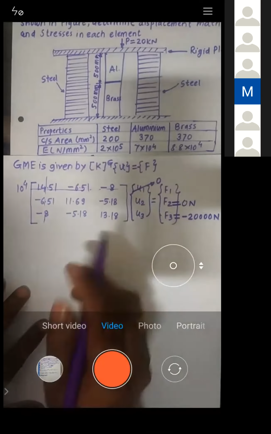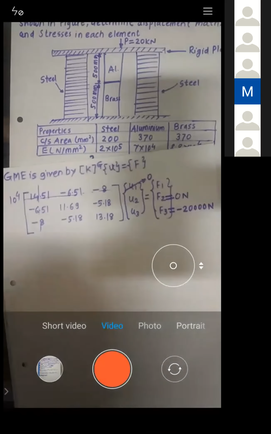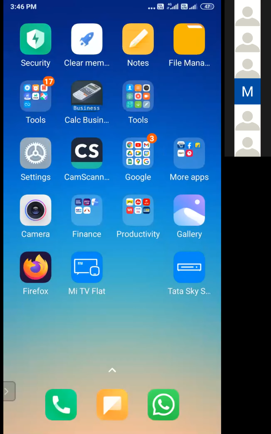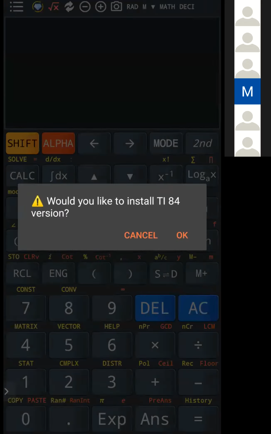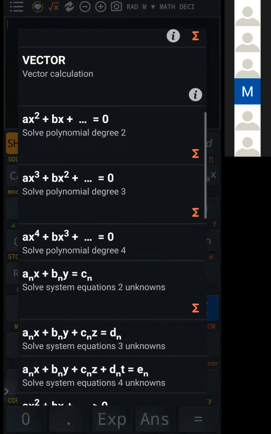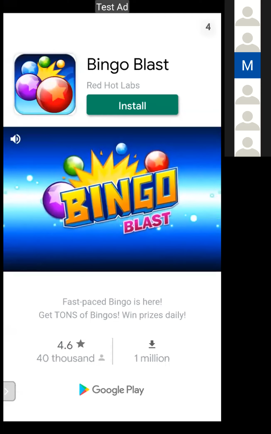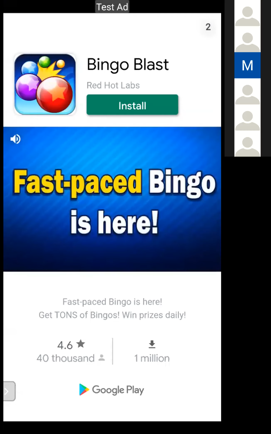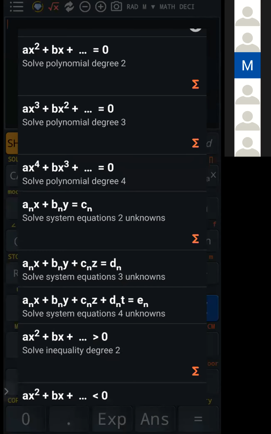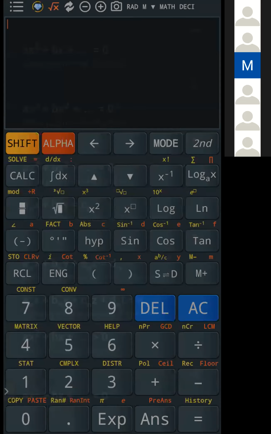Okay, so solve this in a calc. All of you solve this in a calc. All of you know how to solve this in a calc. Go to this mode. Everybody is having the calc. See, solve the equation, system of equations, two unknowns, right?